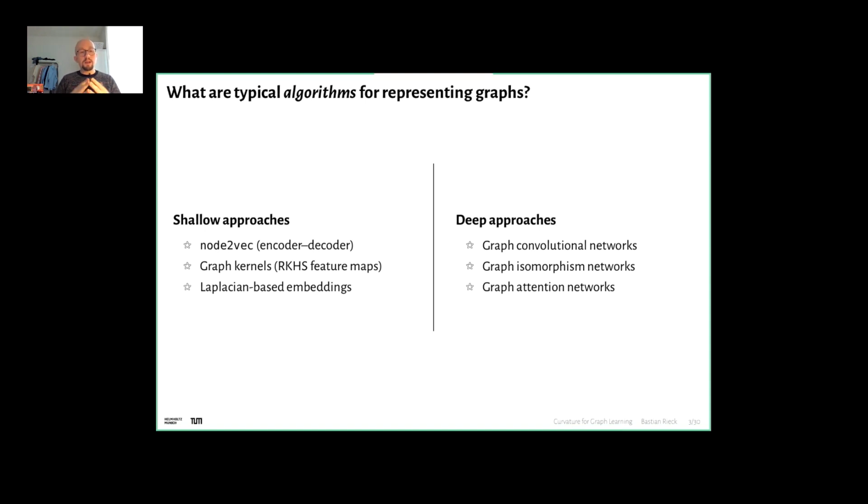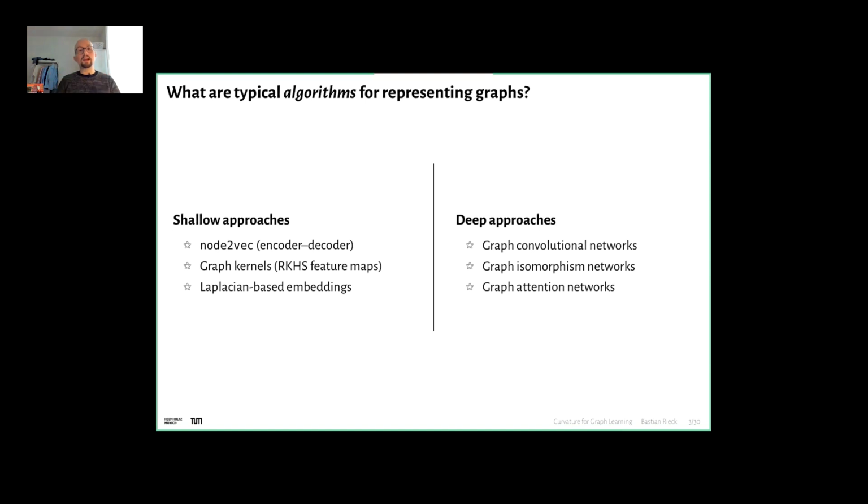Now, there are a lot of approaches that almost have a long history nowadays. There are these so-called shallow approaches, by which we mean approaches that just solve one relatively simple optimization problem. The classical example would be Node2Vec, which uses an encoder-decoder optimization. There's also graph kernels, which are essentially, if you're familiar with this terminology, reproducing kernel Hilbert space feature maps. And there are, of course, also embeddings based on the Laplacian of graphs. And if you tailor those correctly, then you end up learning permutation invariant representations as well.